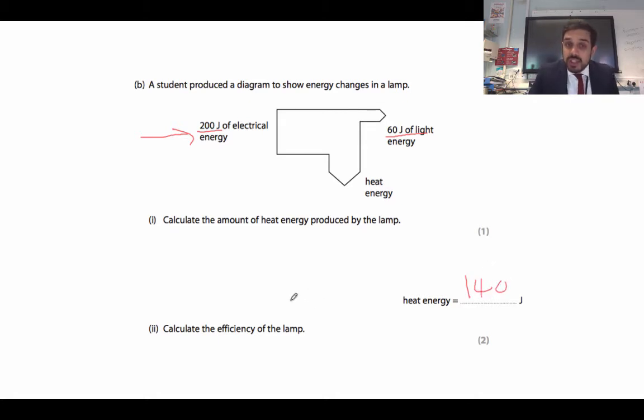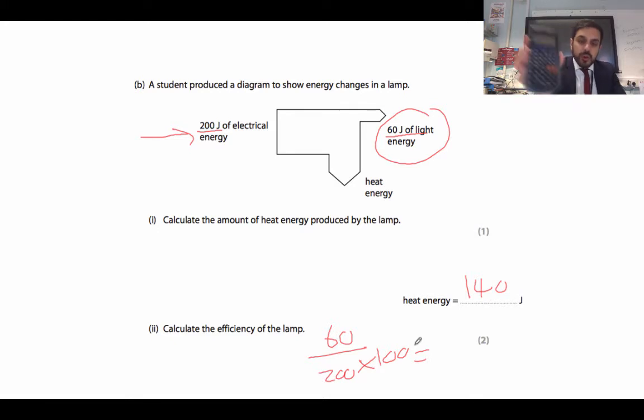Now, how do we calculate efficiency? What do you want from a lamp? Light. So you do useful divided by total times 100. So 60 divided by 200 times 100, 30% efficient. That's how good of a lamp it is, yeah? And it makes sense, because that number's 30%. That means only 30% of the energy is used as light. That makes sense, because loads of it is given off as heat. So the number fits, yeah? That's energy.